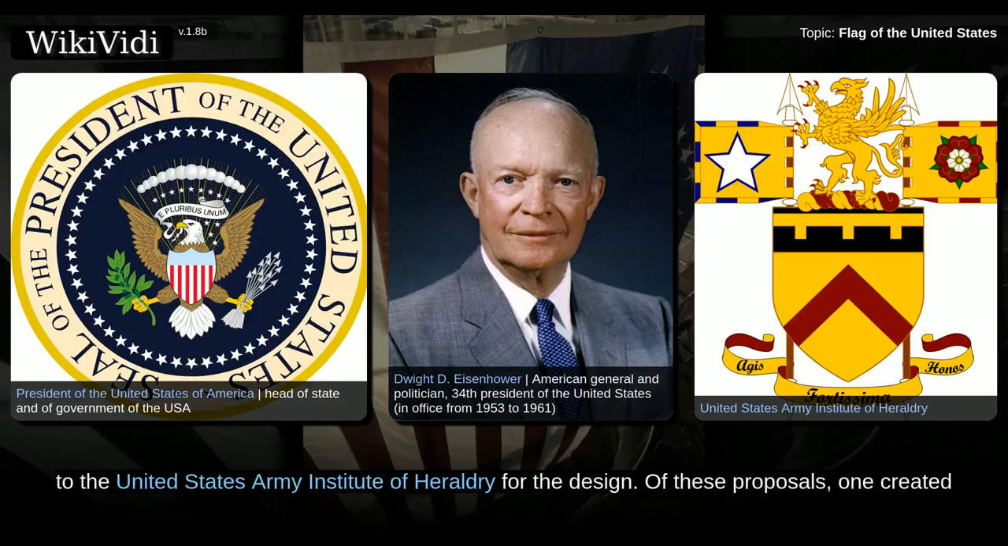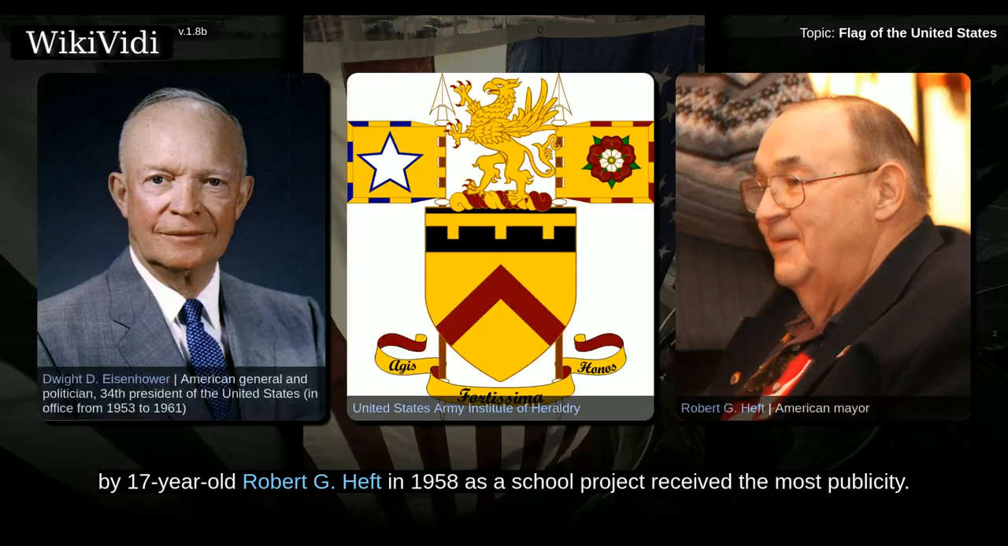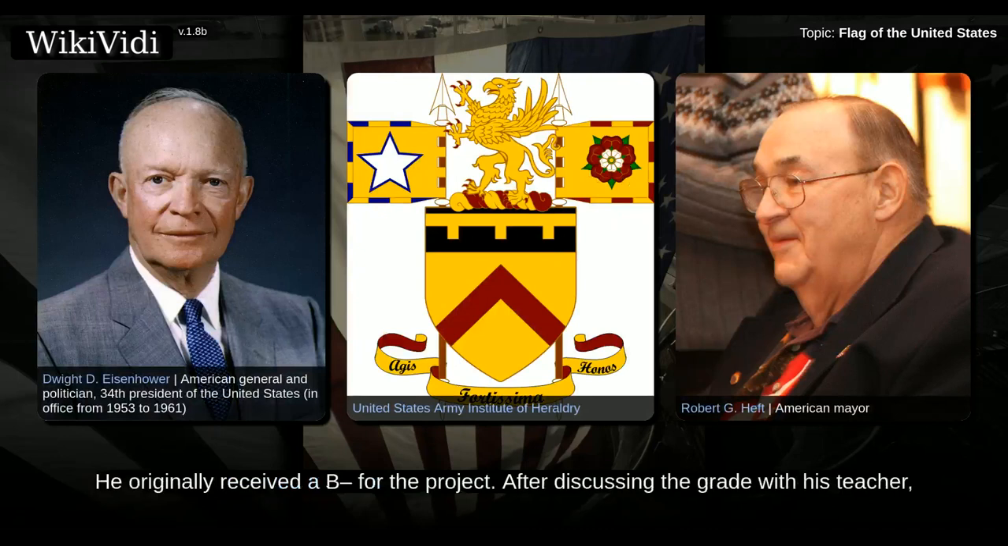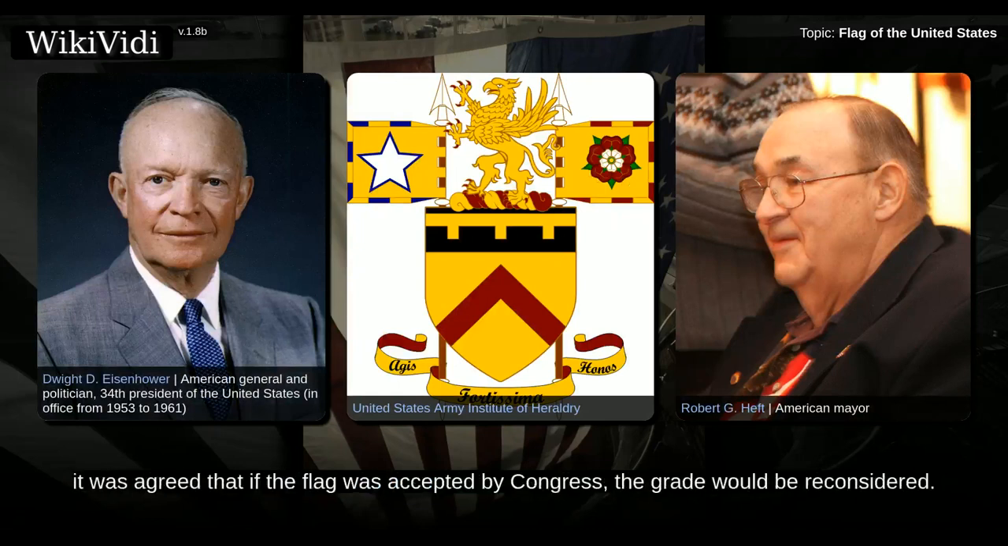At the time, credit was given by the Executive Department to the United States Army Institute of Heraldry for the design of these proposals. One created by 17-year-old Robert G. Heft in 1958 as a school project received the most publicity. His mother was a seamstress, but refused to do any of the work for him. He originally received a B for the project. After discussing the grade with his teacher, it was agreed that if the flag was accepted by Congress, the grade would be reconsidered.